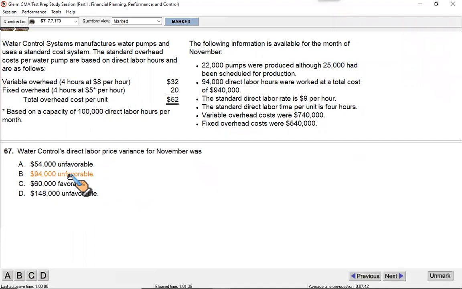A good question, looking at things from different aspects. Now we have to calculate the direct labor price variance, right? So we need to know the formula and then we can solve it.